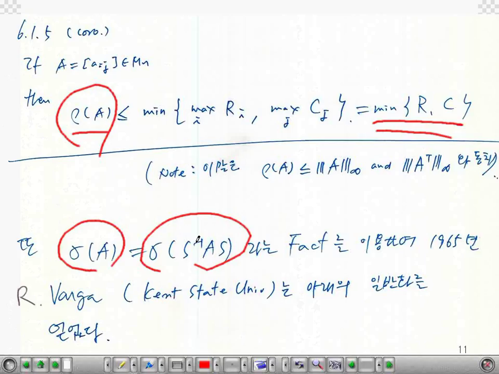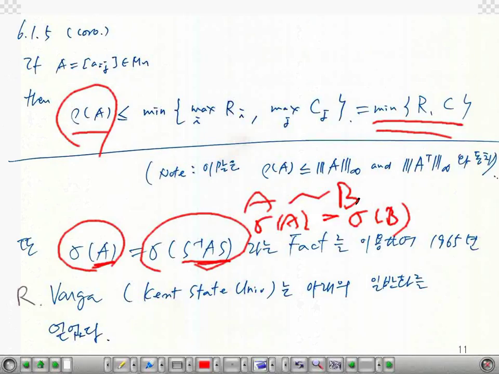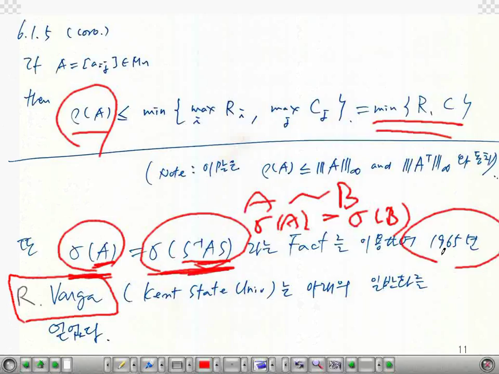It's the same as the spectrum of all similar matrices, because if A and B are similar, then the spectrum of A is the same as the spectrum of B. They have the same eigenvalues. So the spectrum of A is the same as the spectrum of S inverse A S for any S, isn't it? So, Richard Varga at Kent State University generalized the Gershgorin theorem by using this fact in 1965.